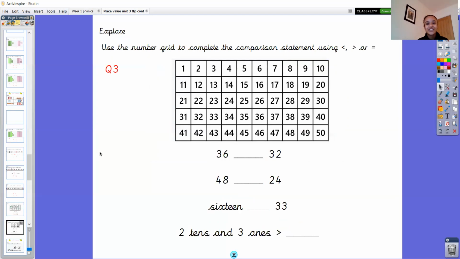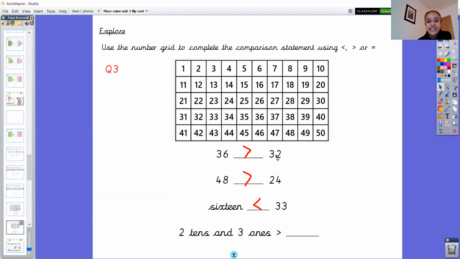Good job. Okay, so question 3. There are 4 this time. See if you can have a go at all 4 of those. You need to put the correct symbol in. Is it less than, more than, or equal to? Please pause the video now and have a go at that one. Super job, Year 1. Okay, so let's have a look at them together.